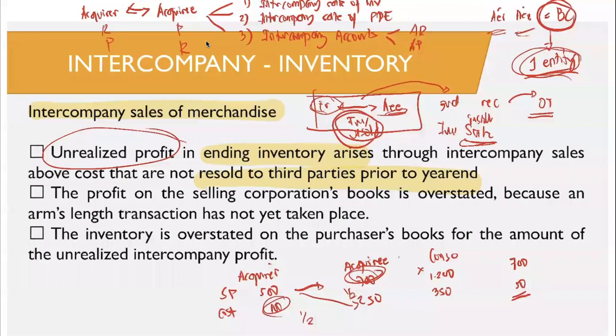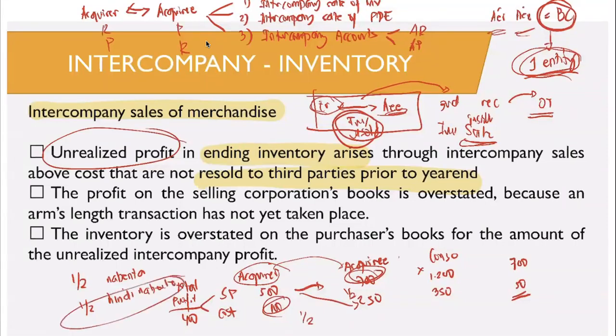So what is our unrealized profit? Our total profit, di ba kasi ang nagbenta si acquirer, binenta niya kay acquiree. Ang cost lang daw ng pagbenta niya ay 100. Ang selling price ay 500. So magkano ang total profit niya para doon? 400. 1/2 daw nabenta niya, and 1/2 hindi nabenta.